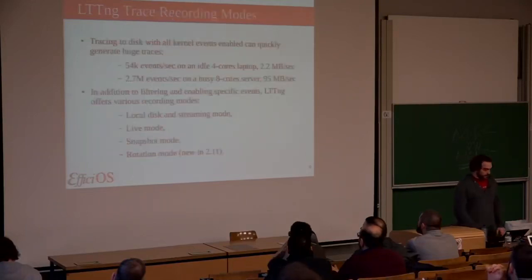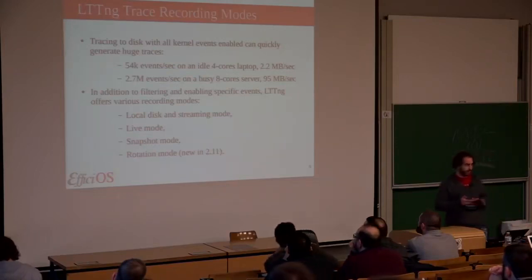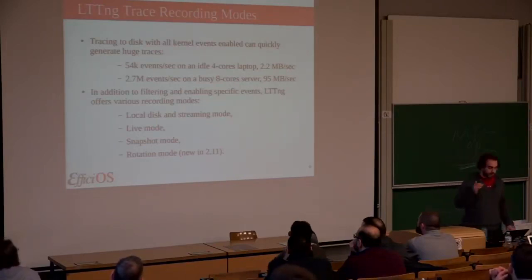So LTTng can generate a lot of events. If you configure a default system with kernel tracing on this laptop that does nothing, you can generate about 54,000 events per second. And if you run the same configuration on a server that's busy, you generate 2.7 million events per second. So it's 95 megabytes of trace per second. That's a lot of lines, and you have to process them after.